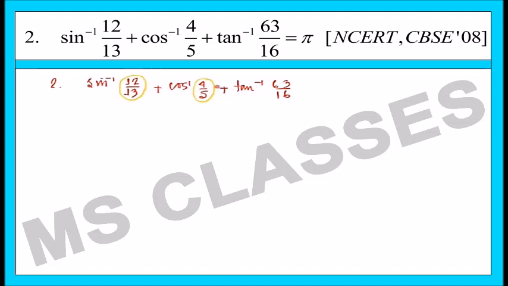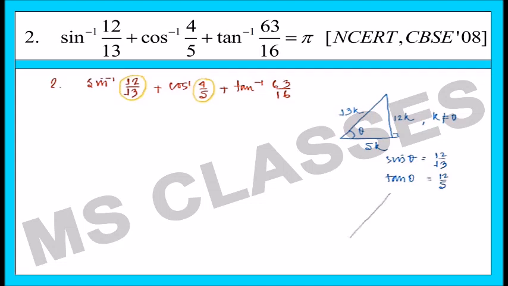For example, the first one, sine inverse of 12 by 13. You can think in this sum, this is suppose some theta. So this is some 12k, this is some 13k, and this will be 5k, k not equal to 0. So here we have sine theta equal to 12 by 13, so tan theta will be 12 by 5. Similarly, we can take the other one, cos inverse of 4 by 5. So for this one, we take another triangle.